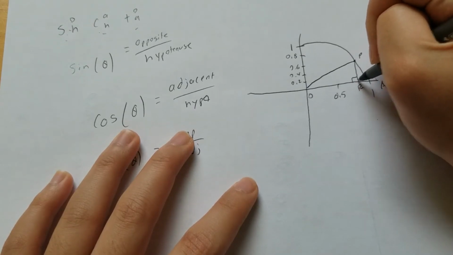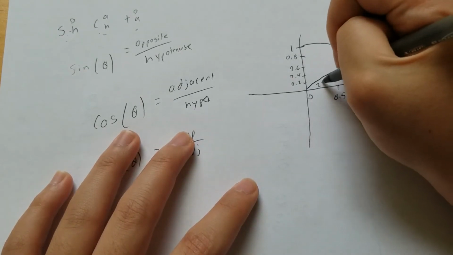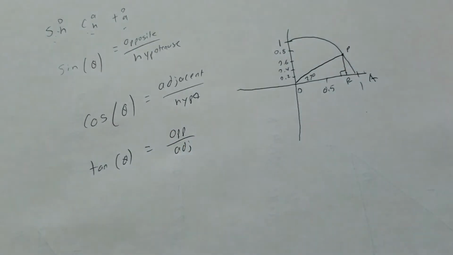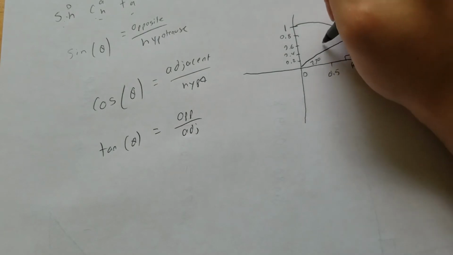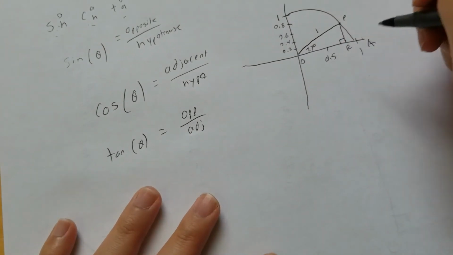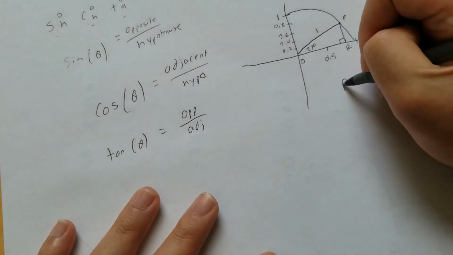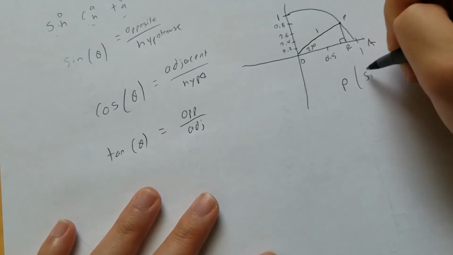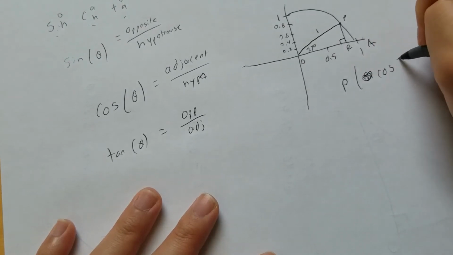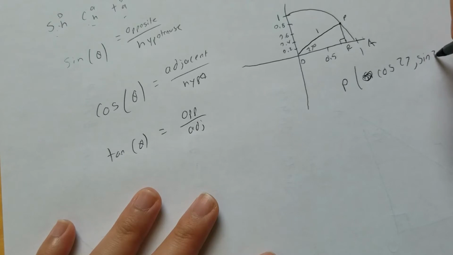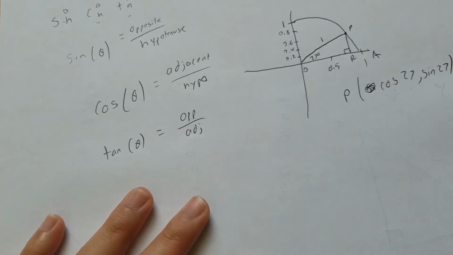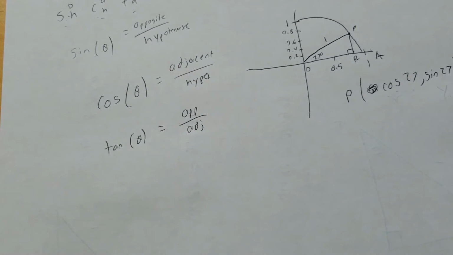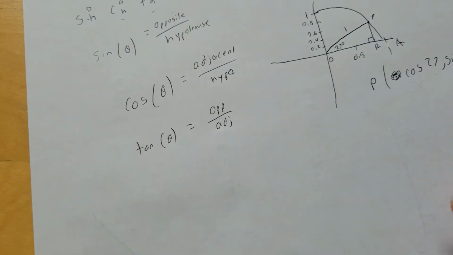This is a right triangle right here, with this 27 degrees. Essentially, the hypotenuse is 1, and the coordinates of point P are cosine 27 and sine 27. That's essentially what it is. So cosine of this is x, and this is y. Alright? Let's try an example.